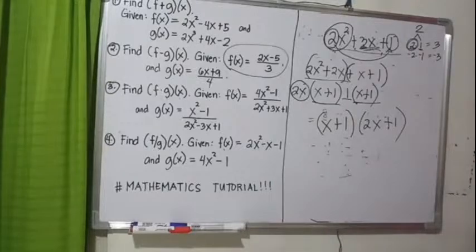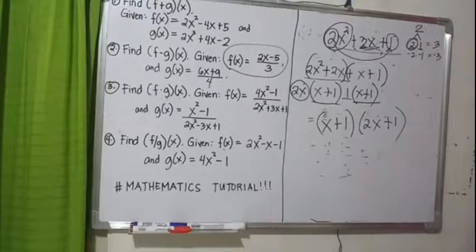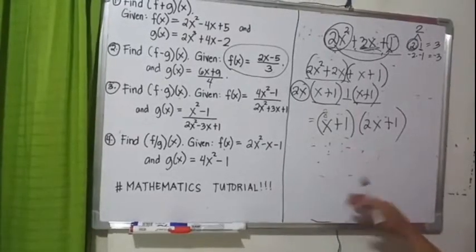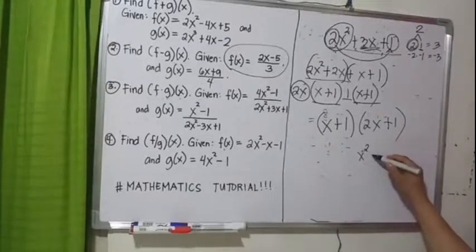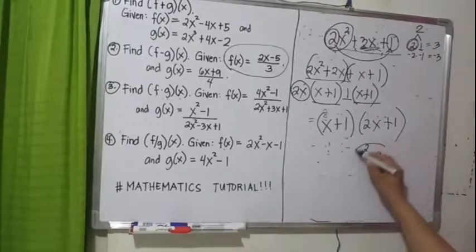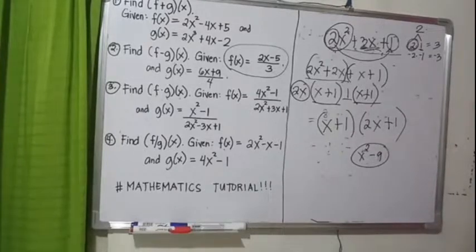More examples, sir, factoring. Ito. What if x squared minus 9? Anong factor niyan? X squared minus 9.